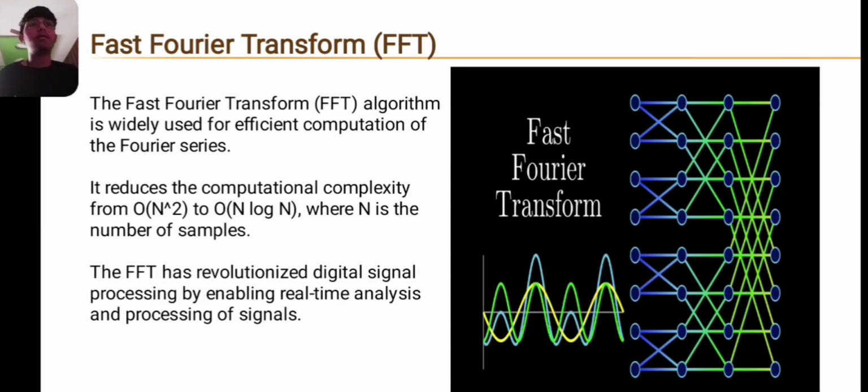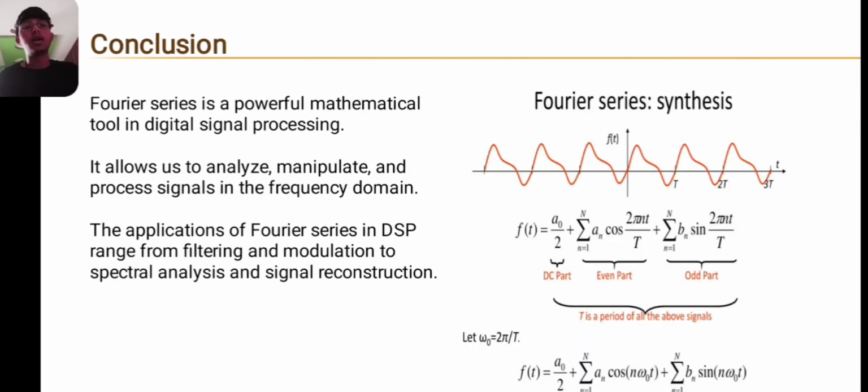Then next one, fast Fourier transform. The fast Fourier transform (FFT) algorithm is widely used for efficient computation of the Fourier series. It reduces the computational complexity from O(n squared) to O(n log n), where n is the number of samples. The fast Fourier transform revolutionized digital signal processing by enabling real-time analysis and processing of signals. Here we can see in the picture how the fast Fourier transform transforms the waveform.